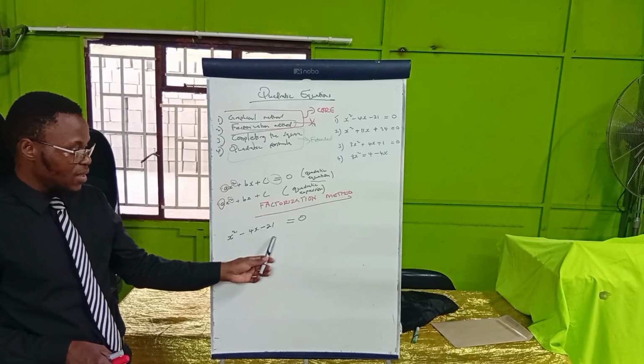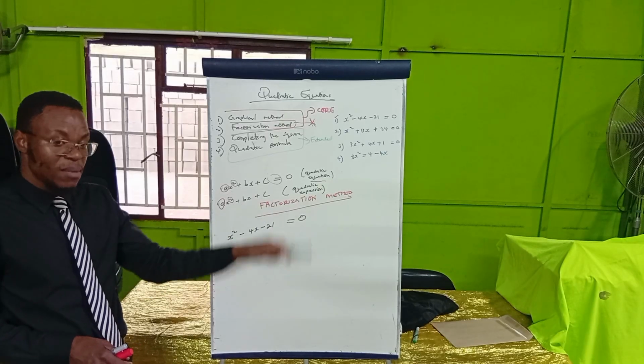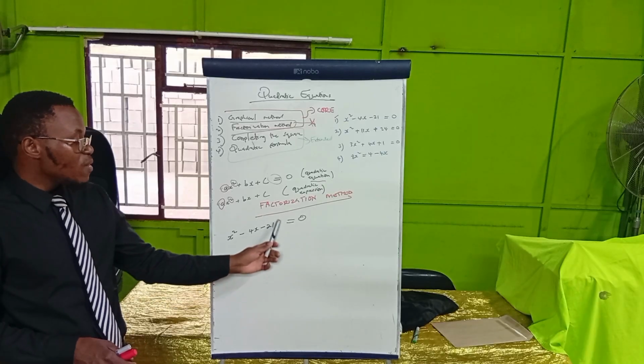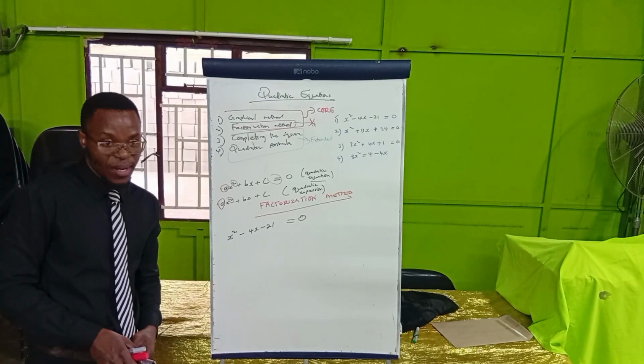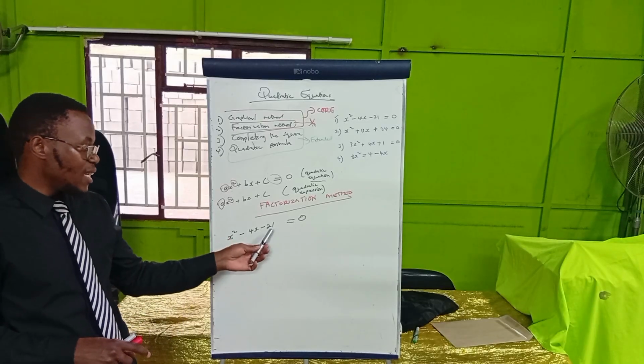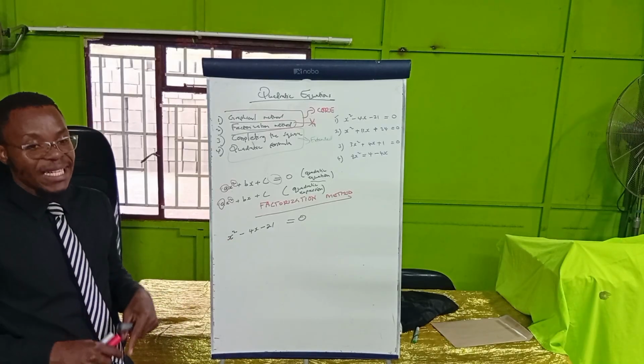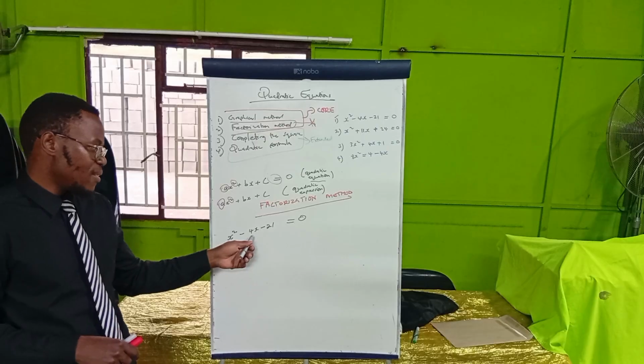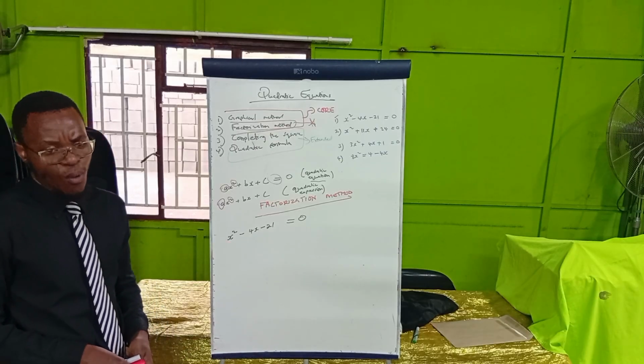Remember, I mentioned this. So look for the factors of negative 21 in this case, which when you multiply, you get negative 21, and when you add, you get negative 4.